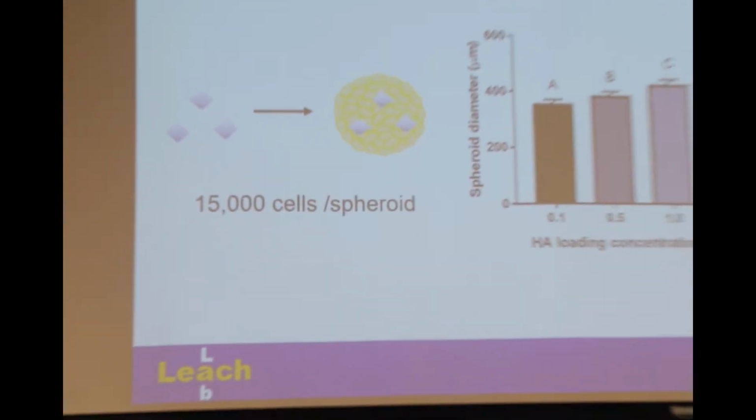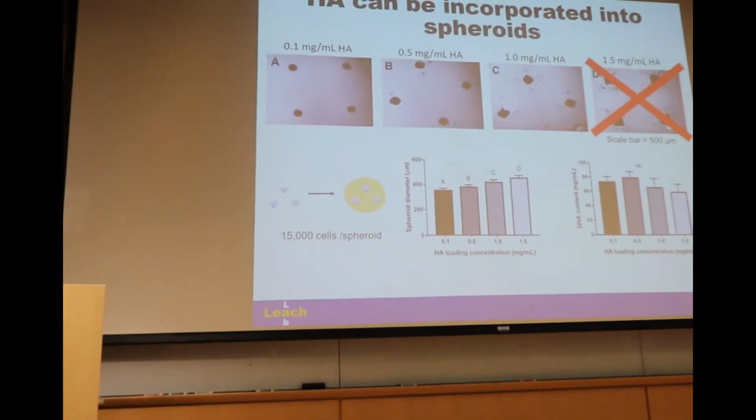So then when looking at the DNA content where it says NS, that means it is not statistically significantly different. This is important because that means we have the same number of cells in each of these spheroids, and the size is being changed with the HA incorporation. Now you can tell from just looking at these images here that one concentration specifically was too much for the spheroids to retain their aggregates. So we eliminated that concentration moving forward with our studies.